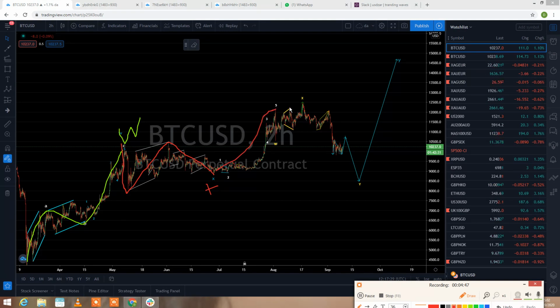So the impulse, the highest level is not here where I marked with green. No, this is a part of the correction. This is not the highest. The highest point is where I marked with red. Right, that's the first thing that we know.